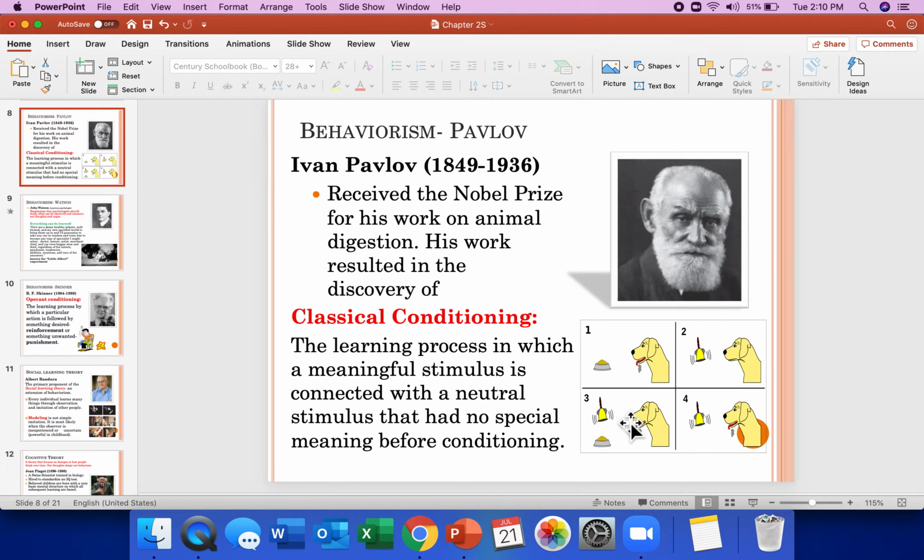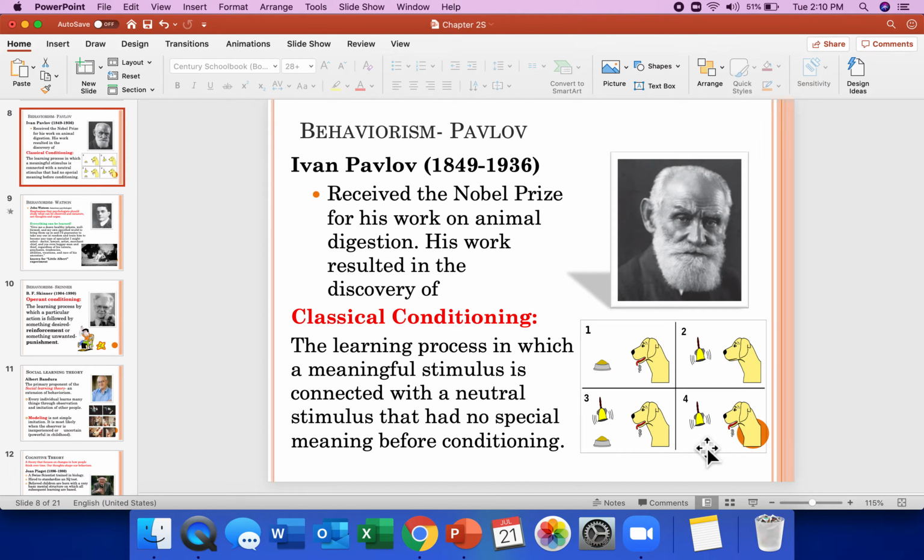Then he started to pair the two together. So every time the food was presented, the bell was rung. And day after day, this is the training process, this is the conditioning process. He presented the bell by itself, and therefore the result was obvious. The dogs started to salivate because they associated the bell with the food.